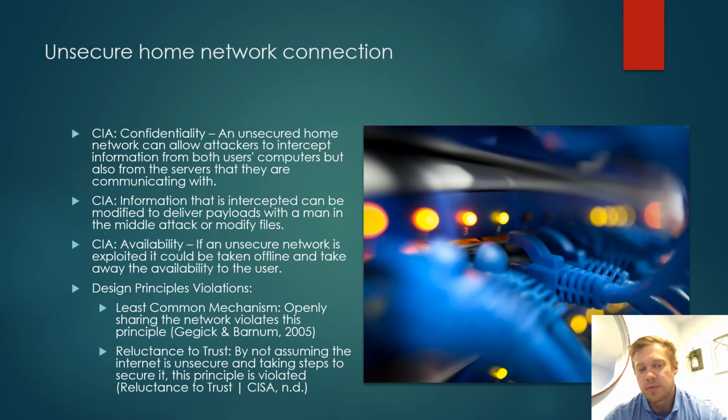So what design principles were violated? Well, least common mechanism is one. This principle states that if a resource is used by an object, it shouldn't be shared. So in this example, the home network, if it's open, it's likely it could be shared. You don't want that. You don't want to share this resource. You want it secure. And then reluctancy of trust. You need to assume that the network is going to be attacked and make it as secure as possible. So you should never trust that your network is just safe, because it's not. So you should do more to secure that network before you connect.